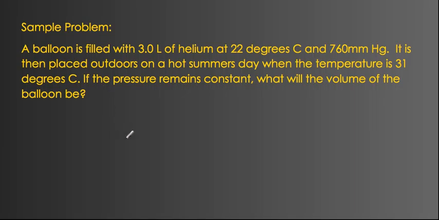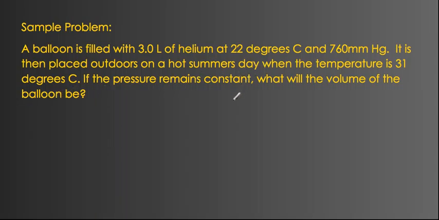Let's look at some problems. So, just going to do one sample problem here. So a balloon is filled with 3 liters of helium, 22 degrees Celsius, 760 millimeters mercury. Okay, it's placed outside on a hot summer's day when the temperature is 31 degrees. Pressure remains constant. What will the volume of the balloon be?